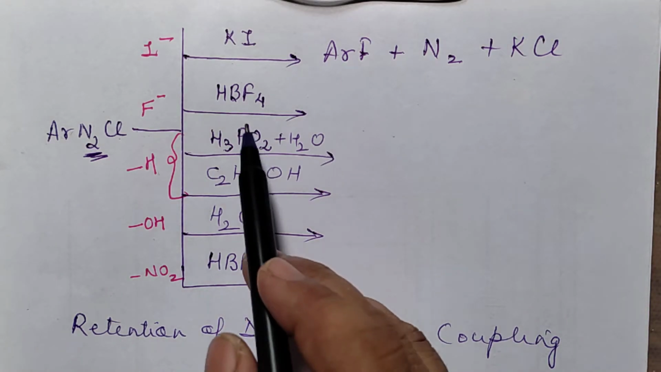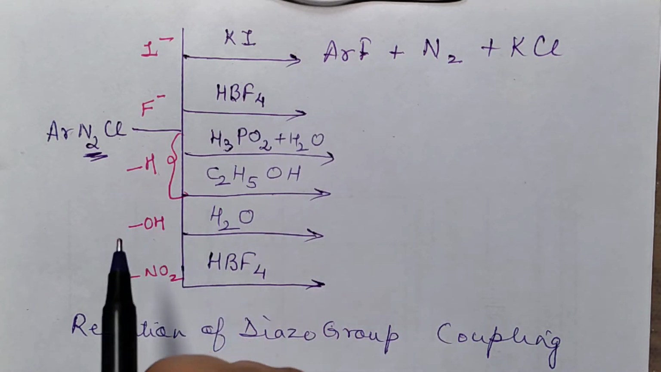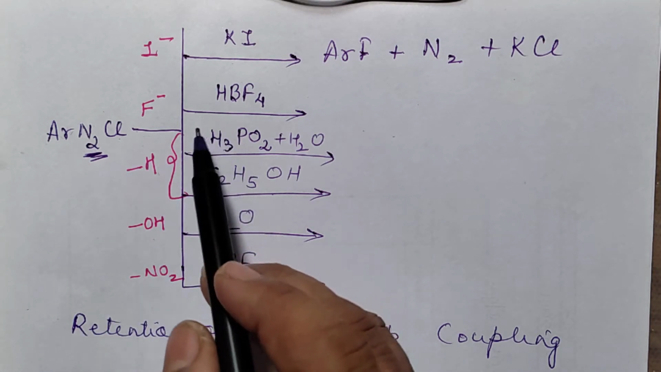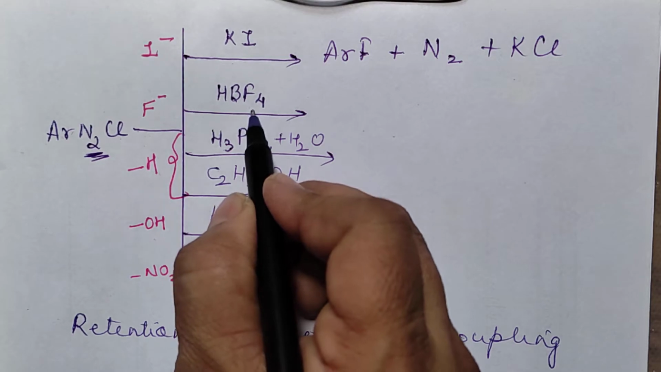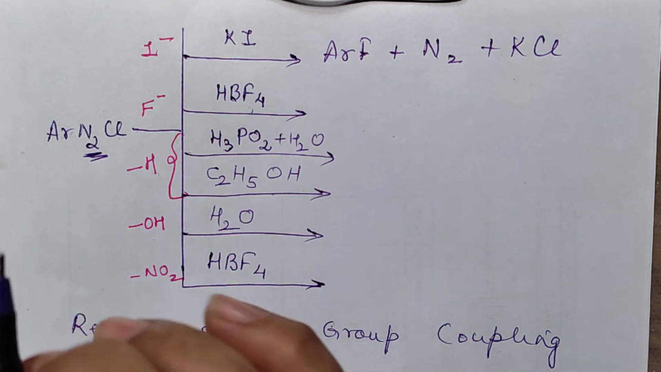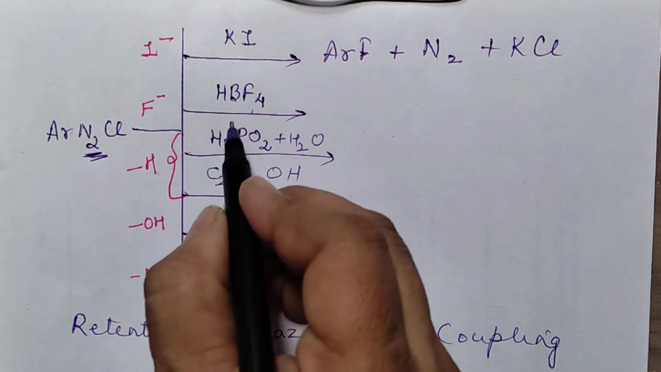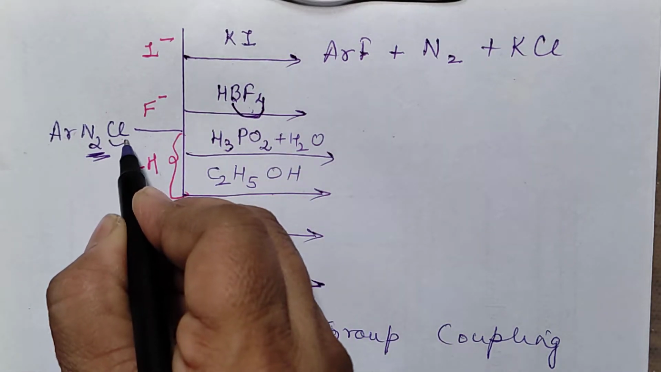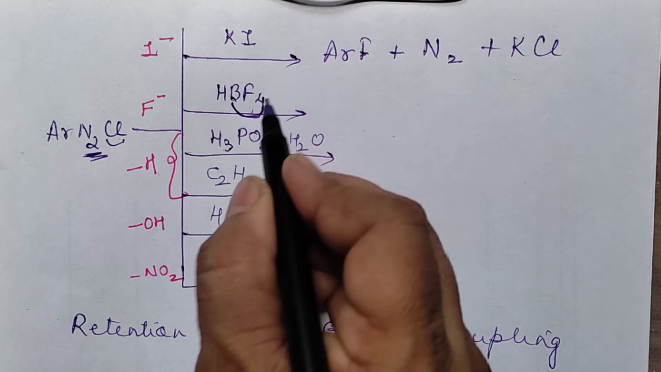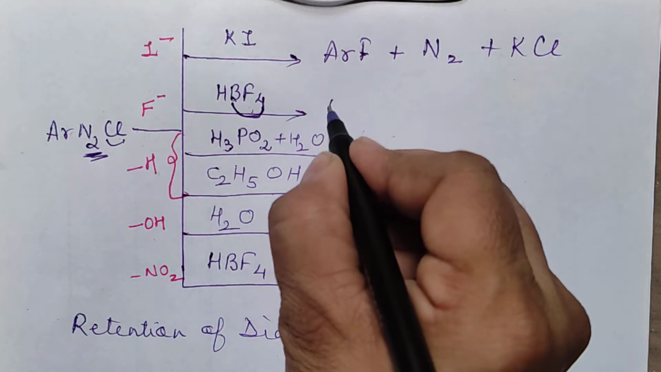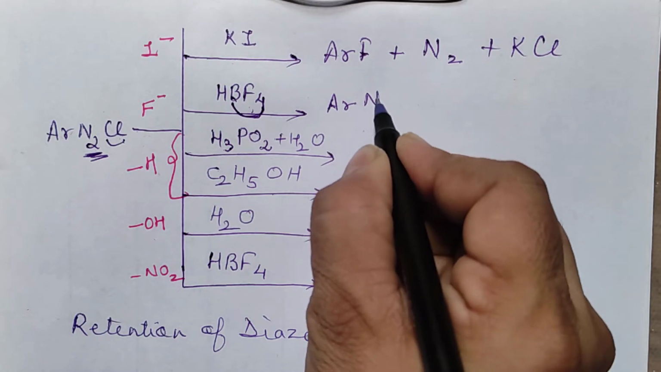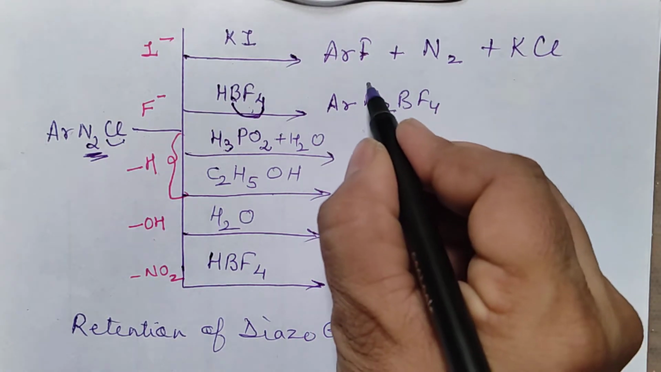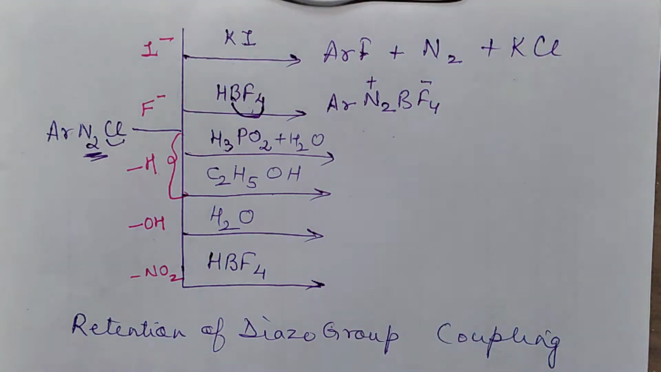Now, what about the next one? HBF4. Suppose we are making this, react with fluoroboric acid. This is fluoroboric acid. So what will happen? The first go is that this part will replace the Cl minus. This BF4 part will replace Cl minus. So what you will get? Ar, you will have N2 and BF4. This already we discussed, this will be plus, this will be minus.